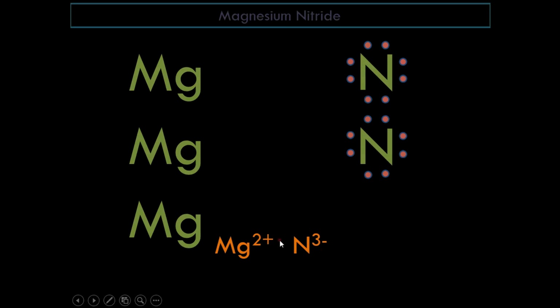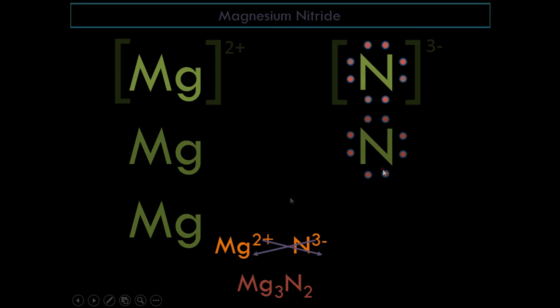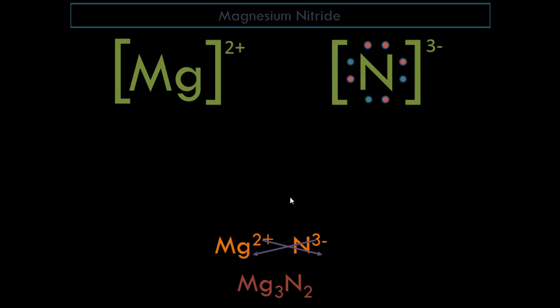transpose it here. The superscript will become a subscript, so that we can derive its chemical formula, Mg3N2, because we use 3 magnesium and 2 nitrogen. So what is the Lewis dot structure for magnesium nitride?